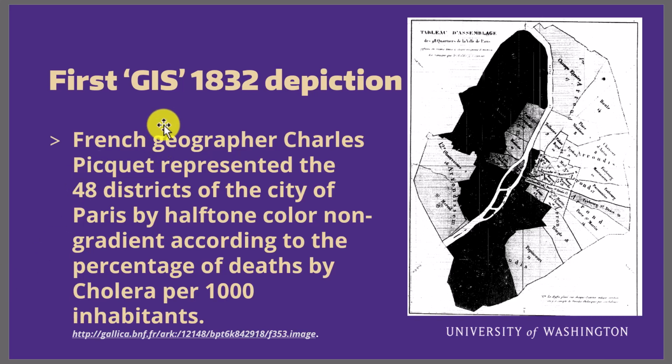Technically, it's 1832, and this is a depiction of what this person, Charles, represented: the 48 districts of the city in Paris by a half-tone color non-gradient according to the percentages of death by cholera per 1,000 inhabitants. And if you go to the slide deck, you can click on this link to get to the actual article and to see this map to read more about it. This is also, I think, in the geospatial revolution.